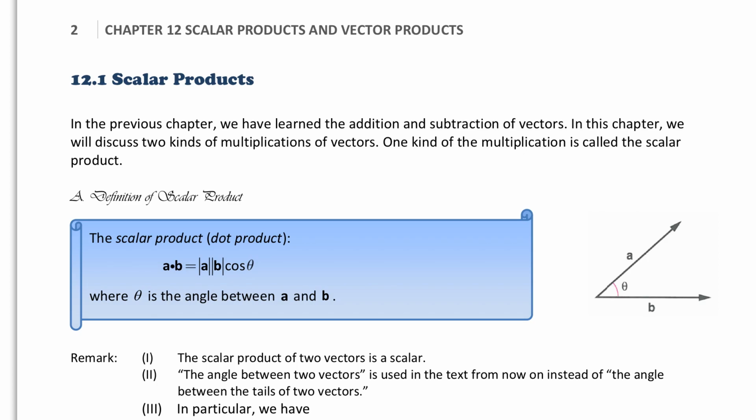But how do we determine the angle between two vectors? We need to move the vectors to the same starting point, and then this angle is the angle between these two vectors.